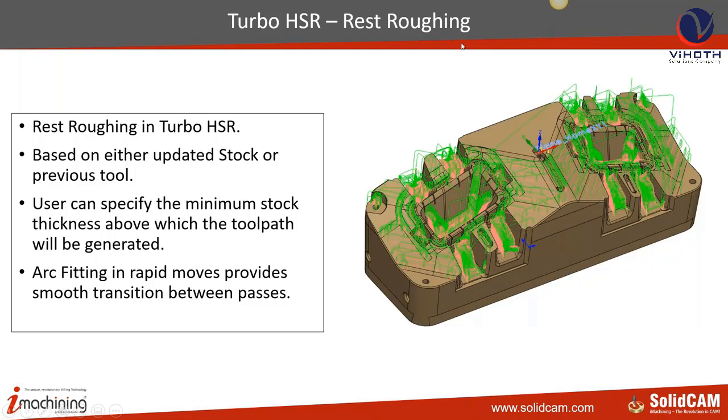Arc fitting in rapid moves to smoothen out those sharp corners is possible. You can specify a minimum stock thickness above which the toolpath will be generated, and below which the stock will be ignored and the toolpath will not be generated. So by providing a minimum stock width, you can cut down those unnecessary passes that happen on the scallop.